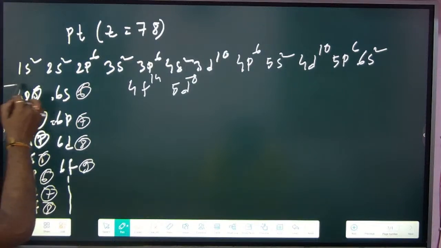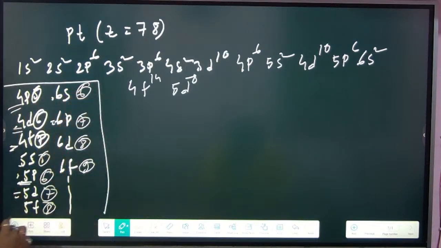This part is very important. It will help you in various cases. These things we will have to write and then fill the electrons. These will help. You can take the screenshot.